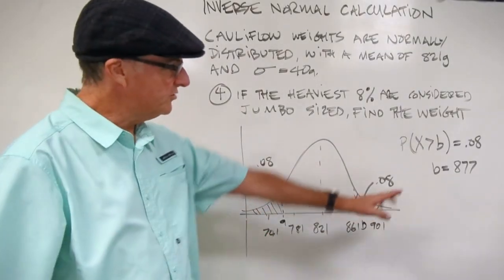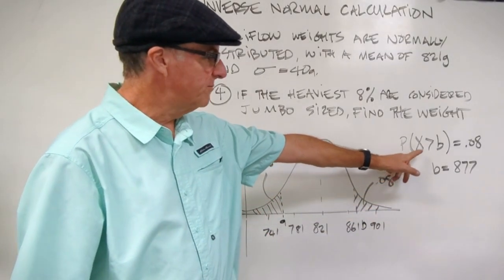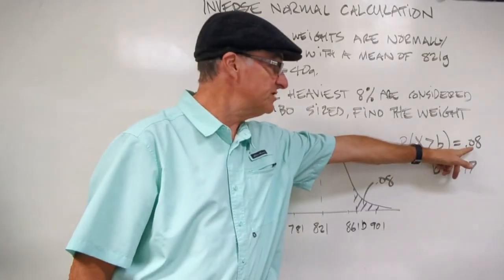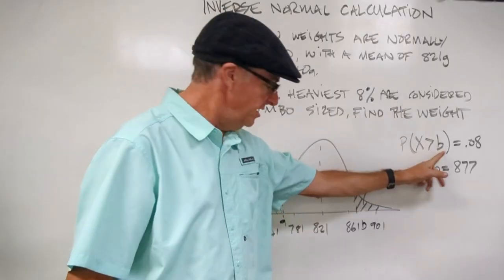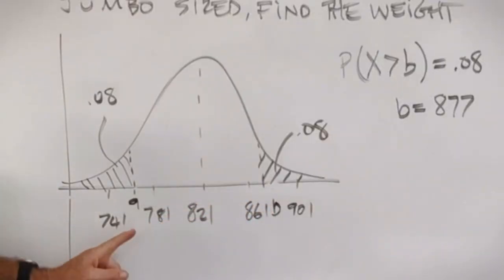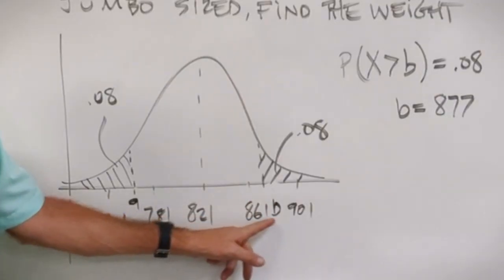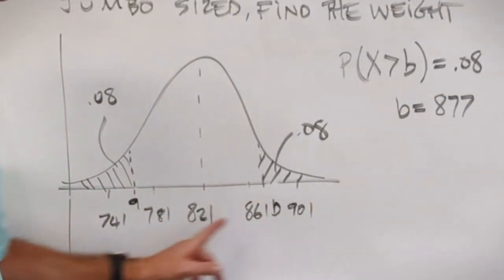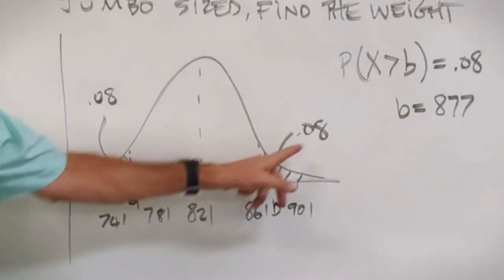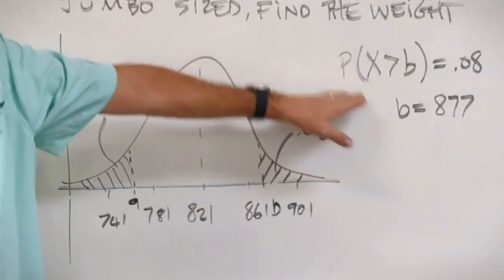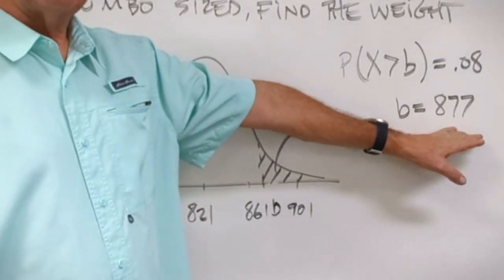Okay, so here's what we're looking for. We're finding the probability that X is greater than B. Actually, we know that probability, that's 0.08. We want to find what B is. So before we get to that, I went ahead and shaded that on my diagram on this side. So here's my B, don't know yet. It's somewhere between 1 and 2 standard deviations from the mean. And I shaded it and I labeled it with the probability that we know. Then I went ahead and put this into my calculator and I get 877.